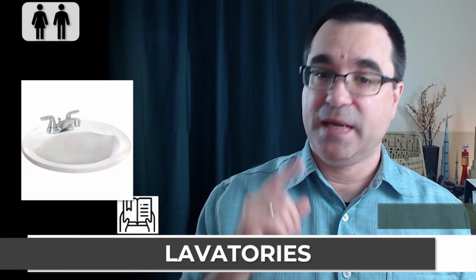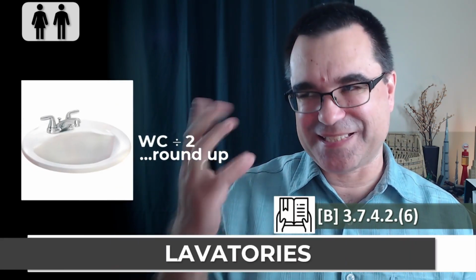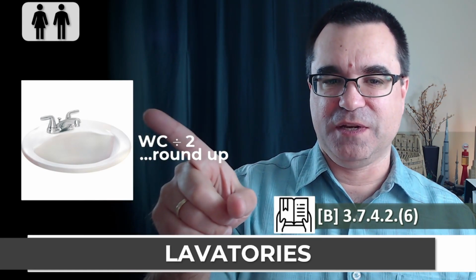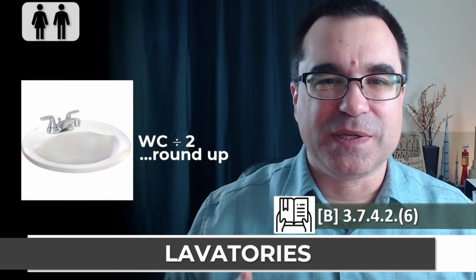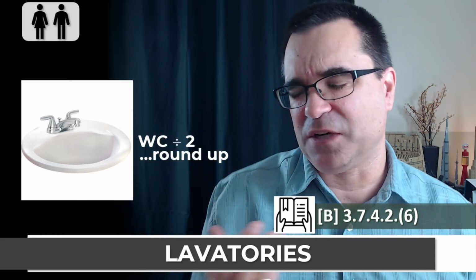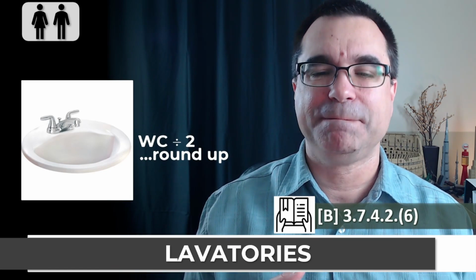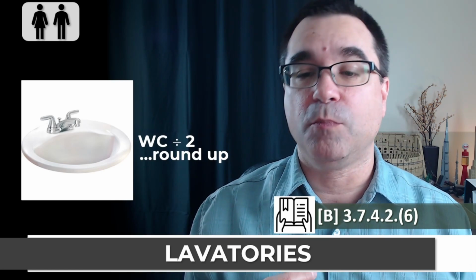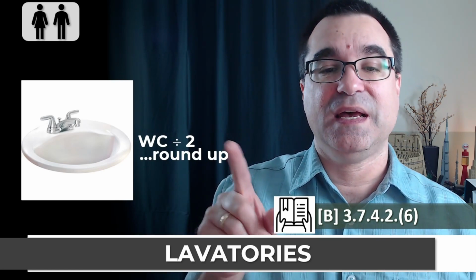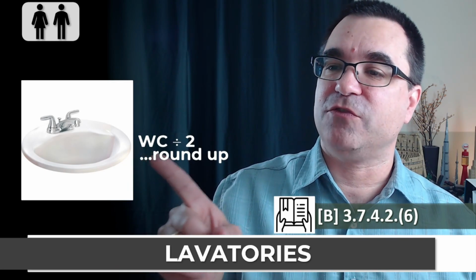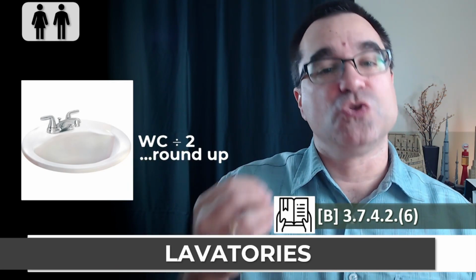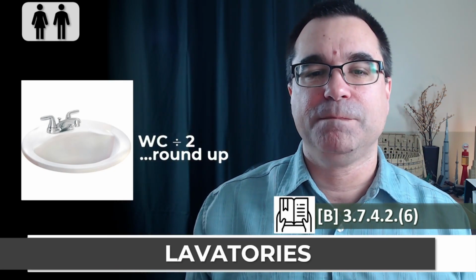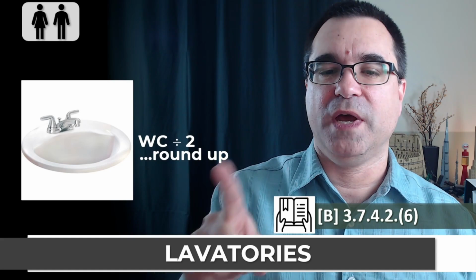Okay? The next article of plumbing fixture is lavatories. Right here, or what you and I typically call sinks. That's what are typically referred to in North America. According to sentence 3.7.4.26, the number of sinks are derived from the number of water closets. So once you figure out the number of water closets required based on the occupant load, you take that number, divide it by 2, and round up.